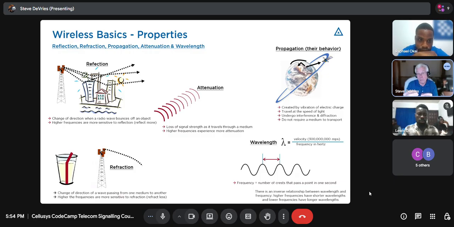Higher frequencies, like we just mentioned, lose their attenuation. They lose their power. In other words, when they transmit a power, the higher the frequency, the quicker it dies down. It doesn't go as far.